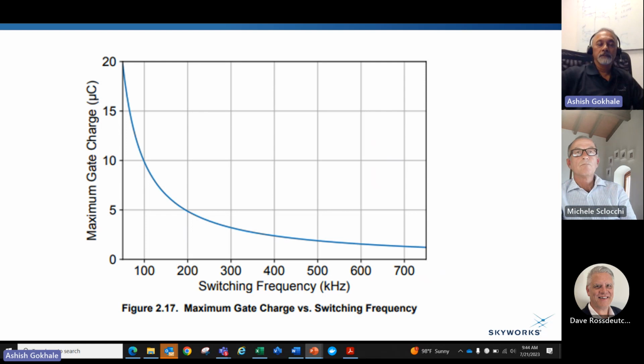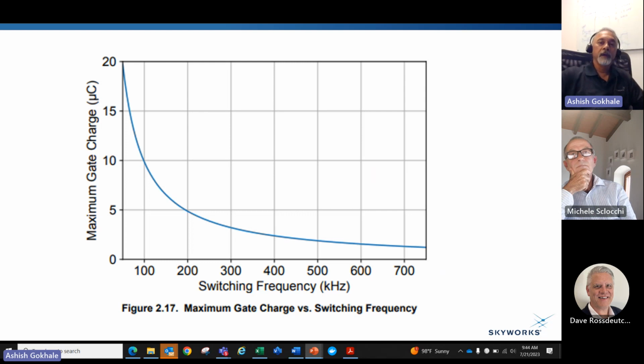Now, if you notice, we're talking about, let's say, 2 microcoulombs here of gate charge, and then you can still safely switch to about 750 kilohertz. That's what this curve is showing you. Now, for a typical gallium nitride gate charge, we're talking about nanocoulombs. So 5 to 10 nanocoulombs is pretty typical. So this is microcoulombs. You can extend the graph to the right if the gate charge is low enough, and you can very safely switch over megahertz frequency. 1 or 2 megahertz will be very safe.